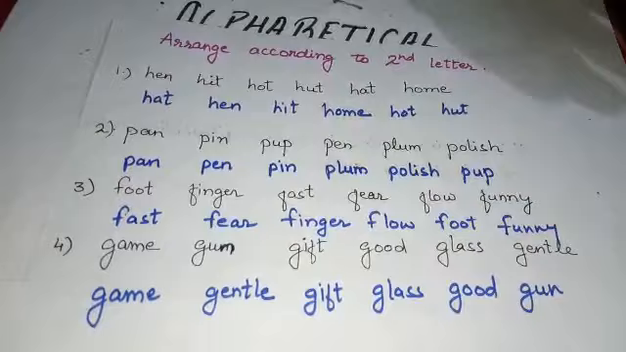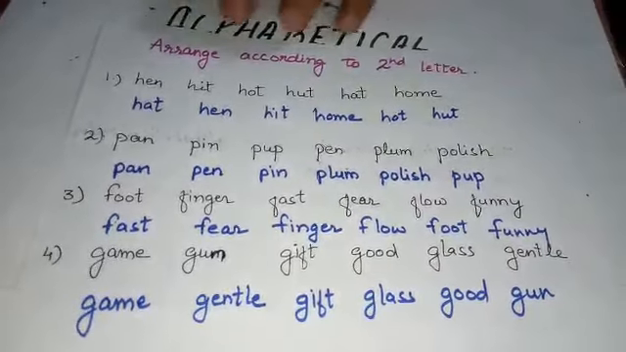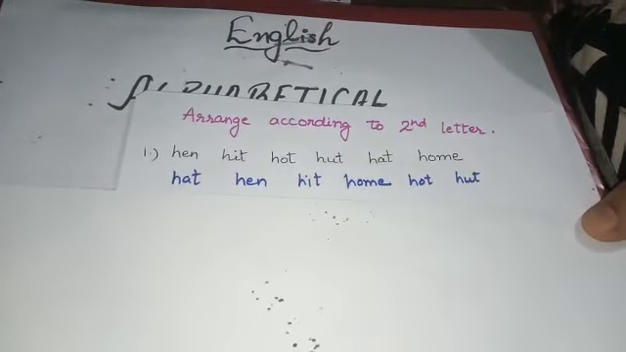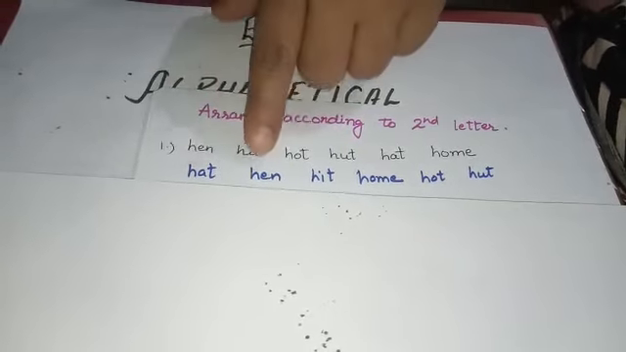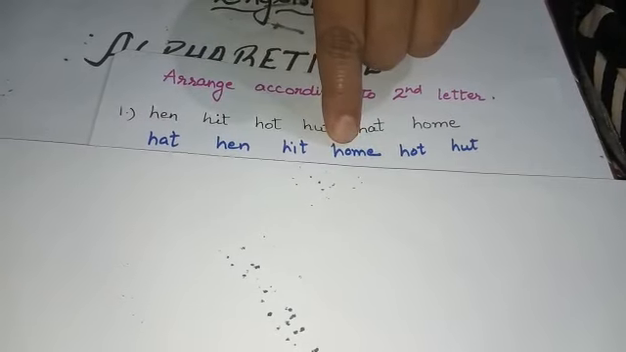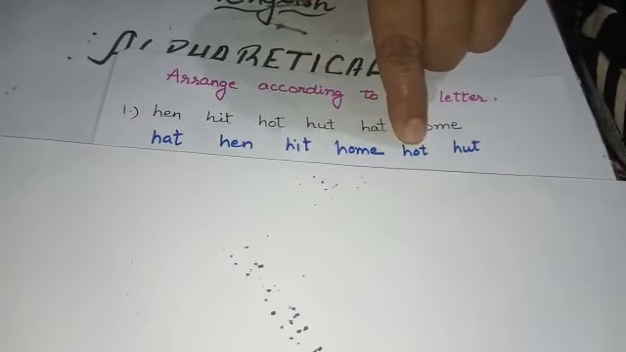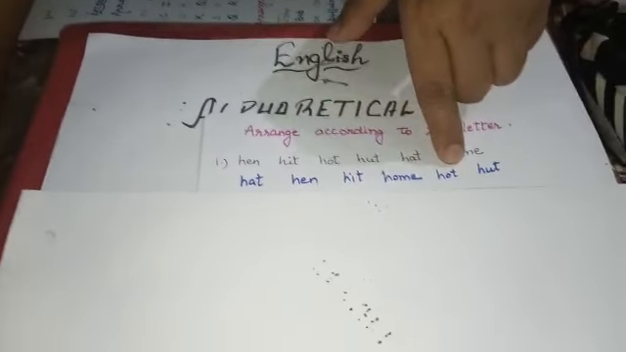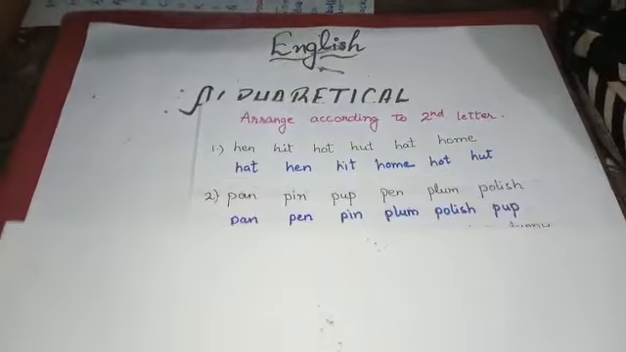Here you have to arrange this according to the second letter. Hen, hit, hot, hut, hat, home. So hat will come first, then hen, then hit, then home, and then hot. Why? Because first and second letters are the same here in both the words. So we will match the third letter, that is M and T. So M is smaller, so home will come first, and then hot, and then last one will be hut.